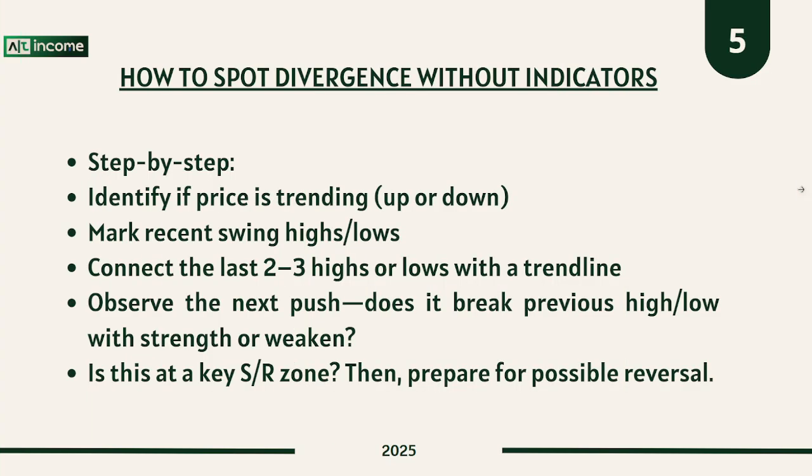Okay, so let's look at the next thing: how to spot divergence without an indicator, step by step. And the first thing is what? Identify if price is trending, either upward or downward. You must be seeing higher highs and higher lows, and if it is downward, you must be seeing lower lows and lower highs. Okay, mark recent swing highs or lows. Then connect at least 2 to 3 highs or lows with a trend line.